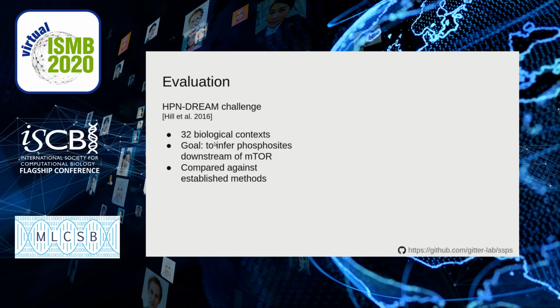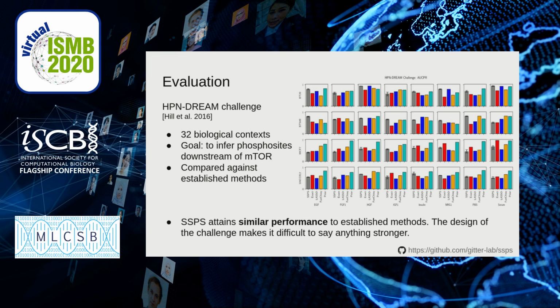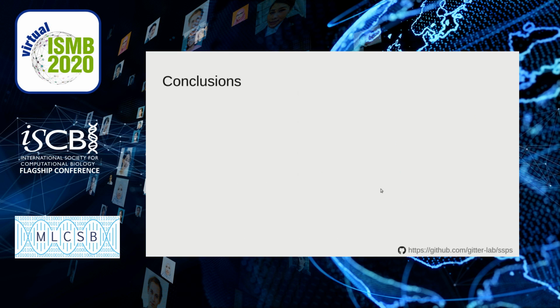We compared SSPS against a few established methods on this DREAM challenge. The results are shown in these bar charts. We have the 32 contexts here. The main takeaway from this is that SSPS attained similar performance to established methods. However, there were some issues in the design of the challenge, which made it difficult to say anything much stronger than that. So, in conclusion, there are some takeaway points that I would like to drive home here.